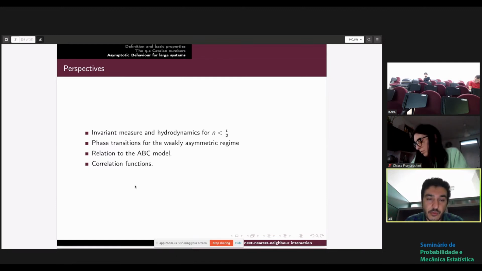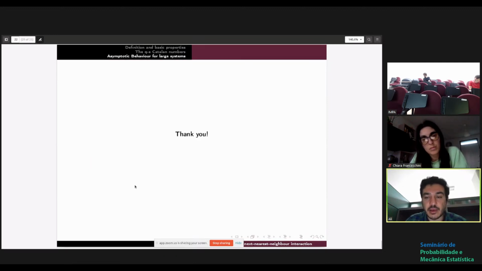Last thing is, I want to compute the correlation functions for this model and see if they give some more insights or more information about the transitions between the phases. Okay, thank you.